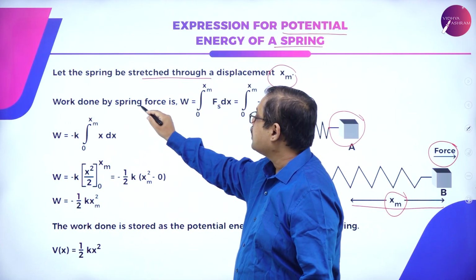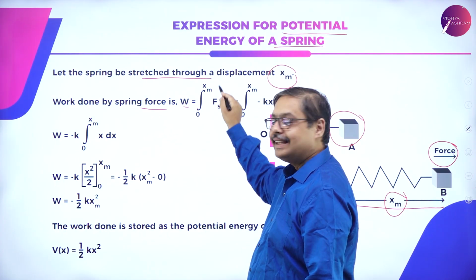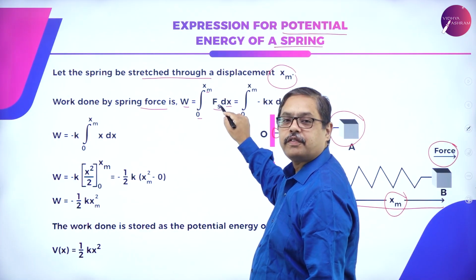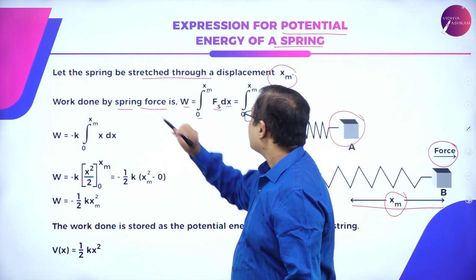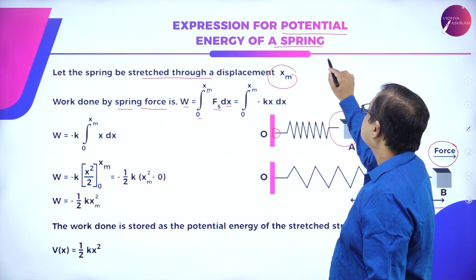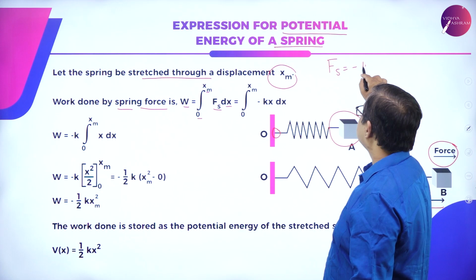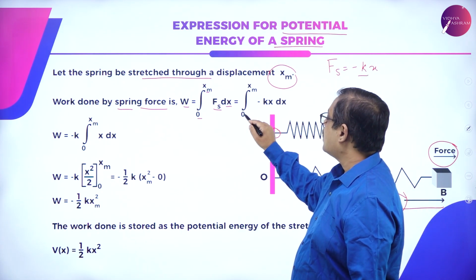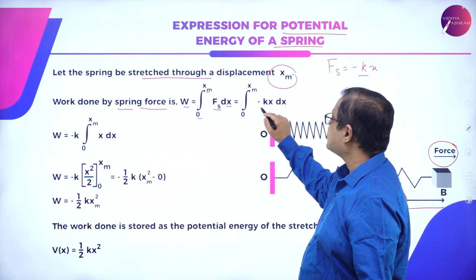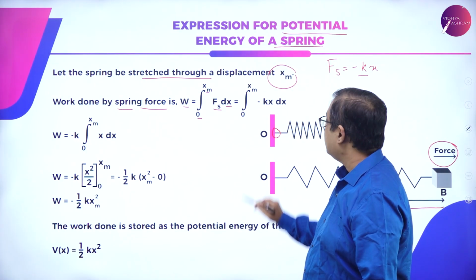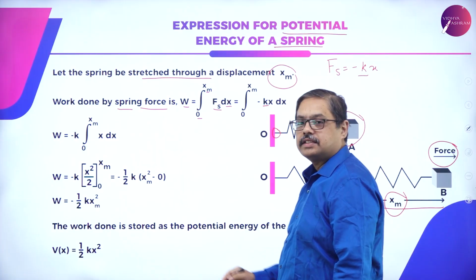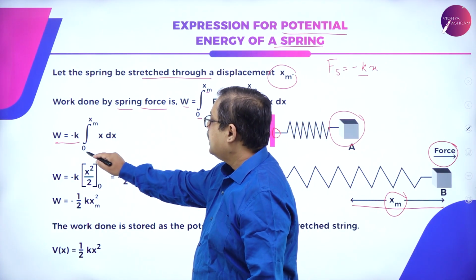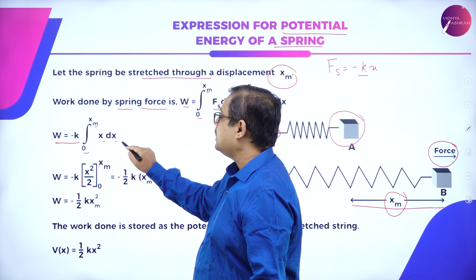Work done by the spring force is given by W equals integral 0 to xm F(s) dx, where F(s) is the spring force. We know that spring force is given by minus kx, where k is the spring constant. So I can write this as integral 0 to xm of minus kx dx. Please note that k is a constant, so I can take this outwards. Work done equals minus k integral 0 to xm x dx.